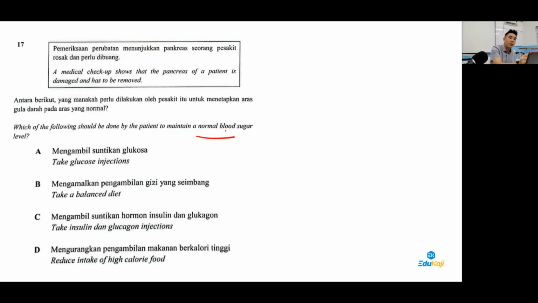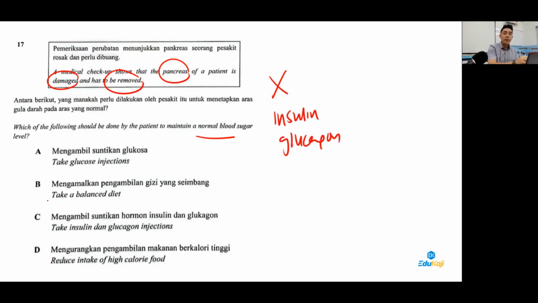Okay, sorry. You need to take note of this. If the pancreas is damaged and removed, it means it cannot secrete insulin and cannot secrete glucagon. So therefore the patient has to inject insulin and glucagon. So 17C.